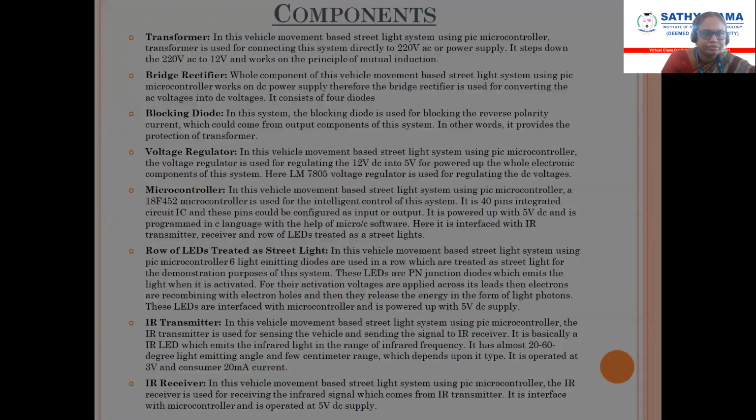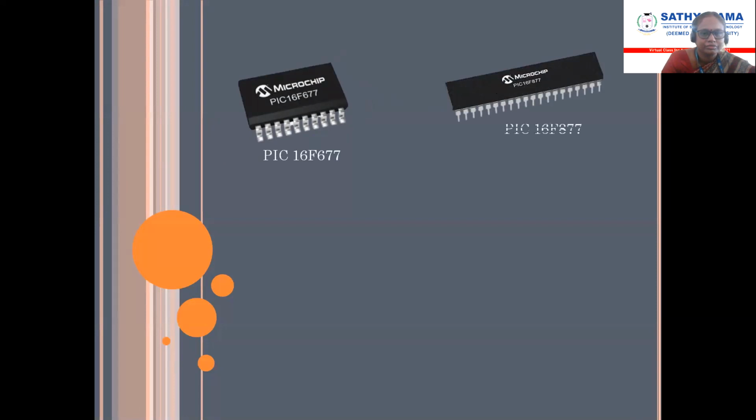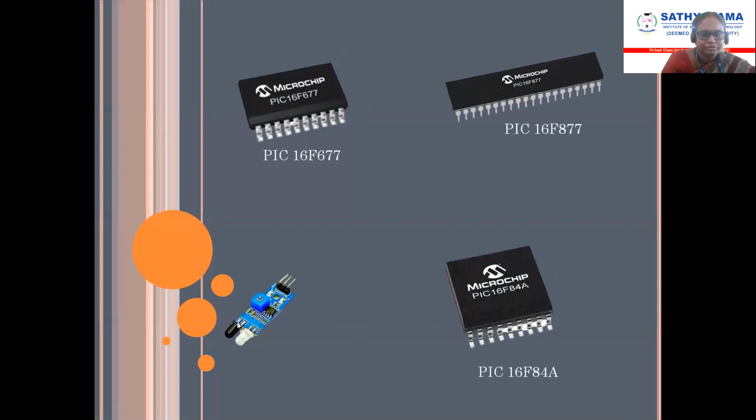And this is my PIC 16 microcontroller, and this is PIC 16F877. This is PIC 16F84A, and this is the IR transmitter and receiver. This transmits and this receives. This is the receiver.